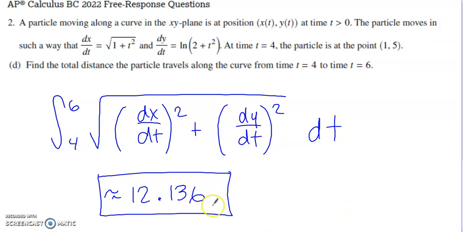a total distance traveled of 12.136 across the time frame from t equals 4 to t equals 6. This is the same expression that you would evaluate for curve length, so for the length of a parametric curve. This is an application, so I talked about it in terms of the application prior to that, but this is literally just an application of the curve length formula as well, which is also a formula that you're likely familiar with.